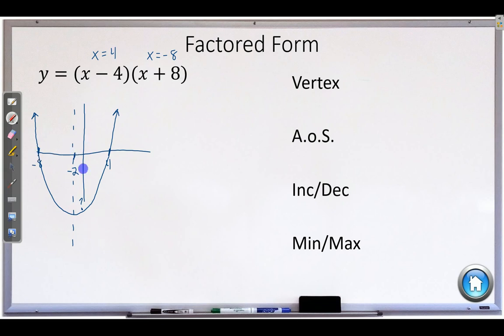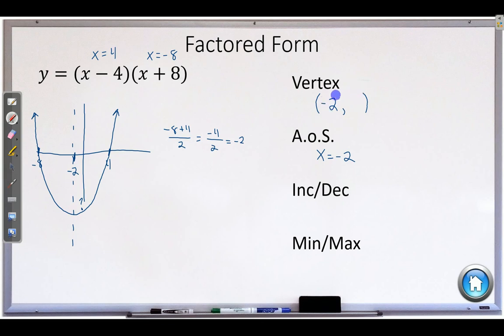If you can't just look at it and figure it out, to find the middle of any two numbers, you add them up and divide by 2. So negative 8 plus 4 is negative 4, divided by 2 is negative 2. That gives us the middle. Well, that actually answers the axis of symmetry. And that axis of symmetry is part of our vertex as well. It gives us the x coordinate of our vertex. We still need the y.